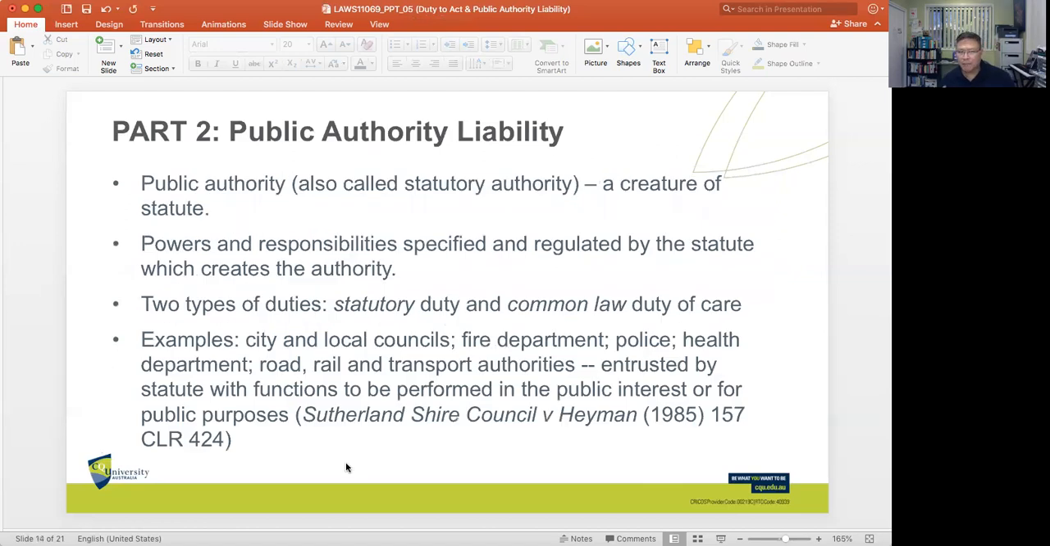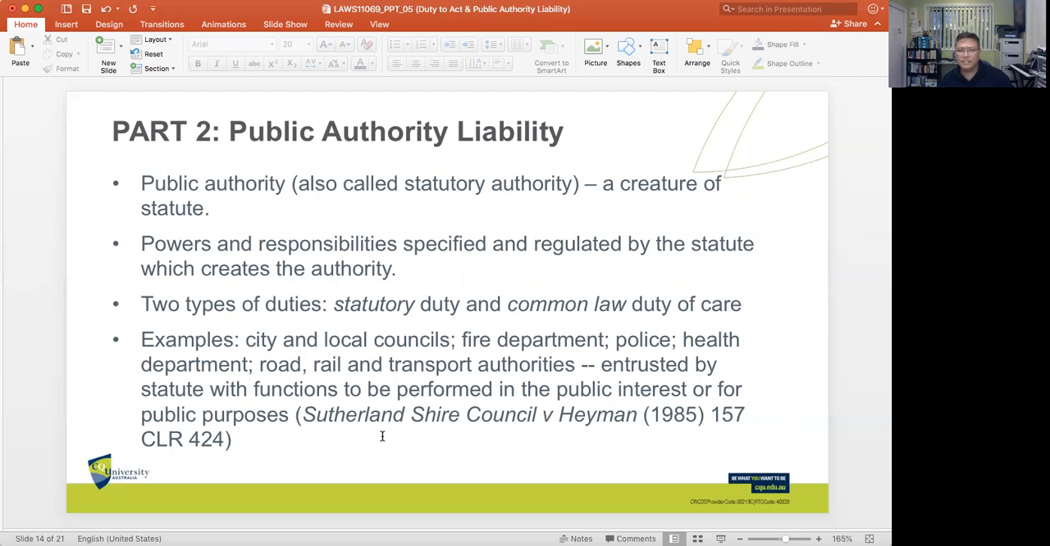Okay, so we're done with that part. We're now moving to a discussion of the liability of public authorities, which is part two. Let's first have a clear understanding of what or who a public authority is.